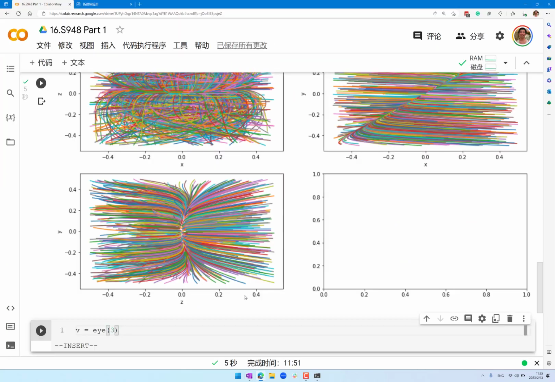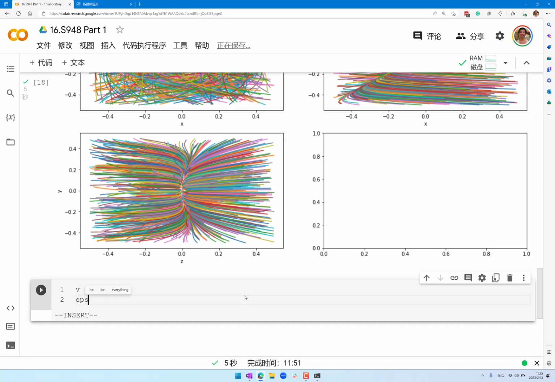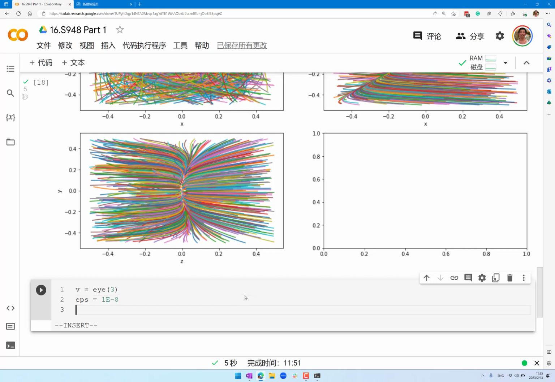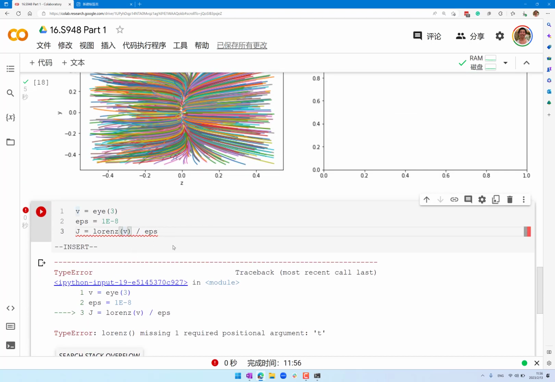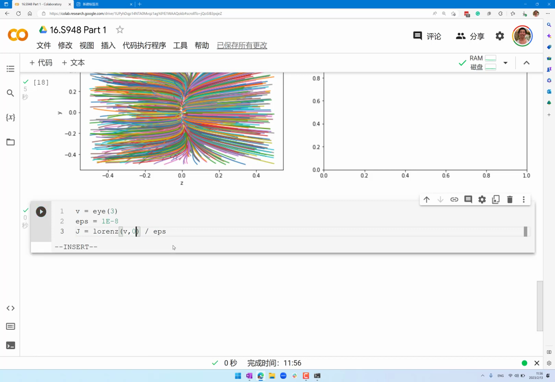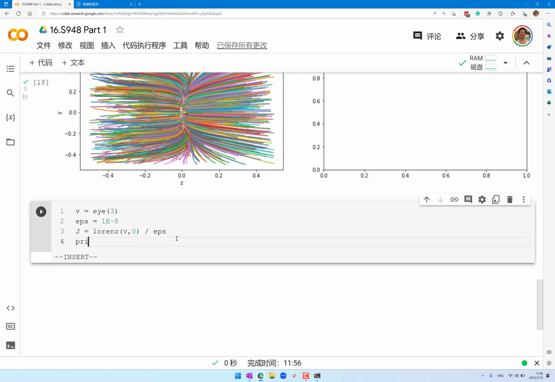All right. So basically, epsilon, let's make it something very small, 10 to the minus 8, for example. And then we're just going to be calling the Lorentz. DFDU, we usually just call it the Jacobian. That's the matrix form of the derivative of a nonlinear operator. So this is going to be Lorentz of V divided by epsilon. So let's actually look at what J is like. Okay, so let's print J.